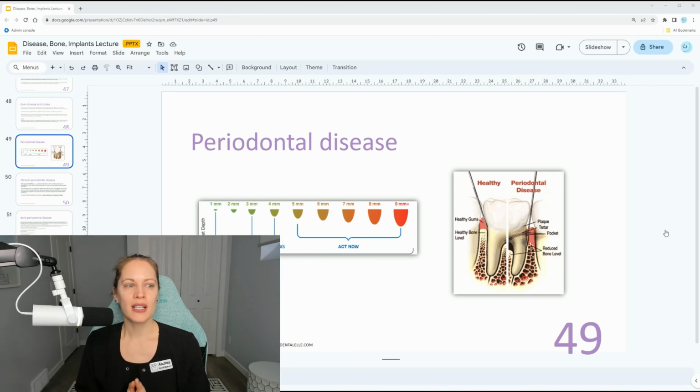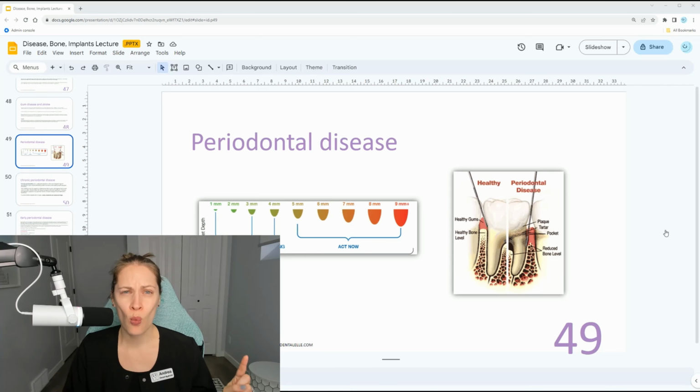But then for the board exam, you also have to know if a client has one 4 millimeter pocket, do they have periodontal disease? If it's just one out of all the areas, yes, they still have early perio, but that would be localized early perio. So that's a very clear distinction that you have to make note in the chart. What if they have one 6 millimeter pocket? Do they have moderate or advanced perio right away? Yes, they do, but it's going to be localized.